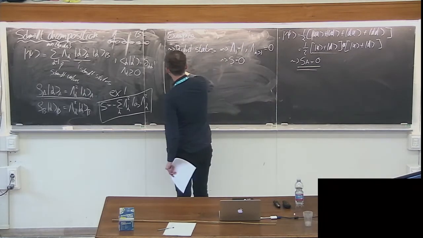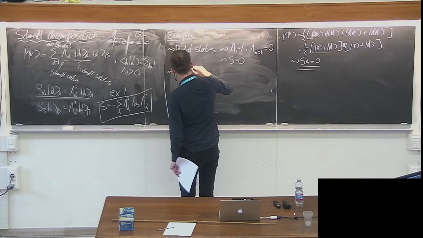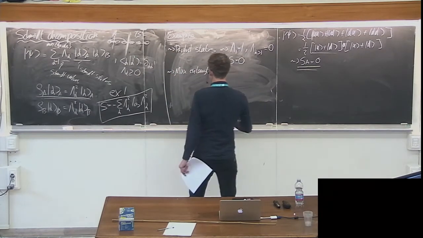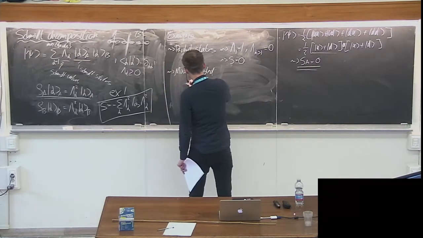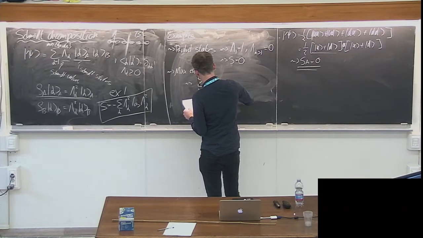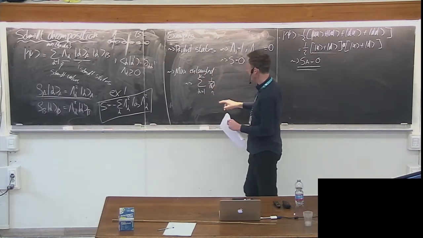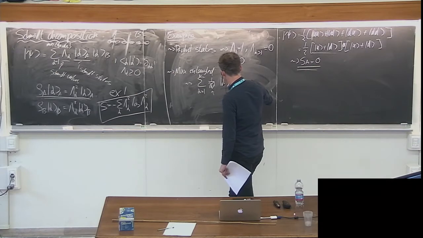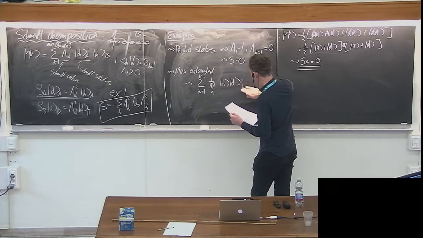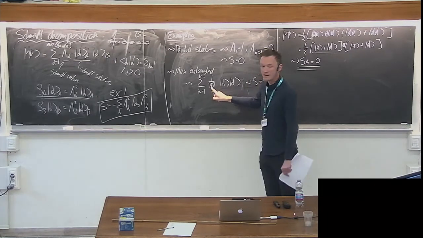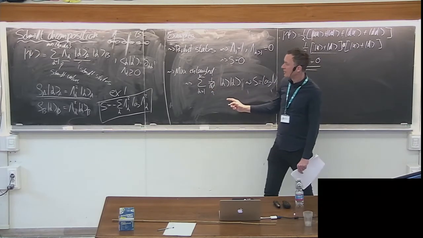And the other extreme would be the maximally entangled state. If you have a maximally entangled state, then the wave function is the sum over alpha from 1 to n of 1 divided by the square root of n, times alpha. n is now the dimension of the smaller of the two spaces. And the entropy would be log n, where n is the Hilbert space dimension of the smaller of the two Hilbert spaces.